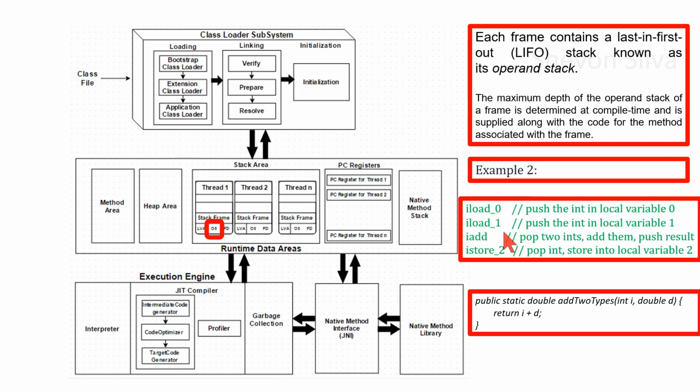In this example, you can see Java virtual machine instructions are given here. iload 0, push int in local variable 0, iload 1, push the int in local variable 1, iadd, pop two ints, add them, push result, istore_2, pop int, store into local variable 2. And related method is given here.